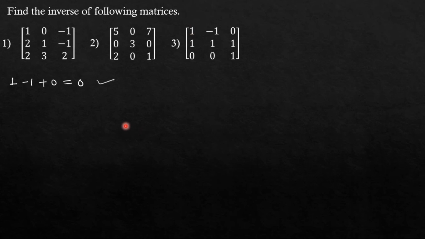Now consider the second and third row, that is 1 into 0 0, 1 into 1 1, which is not equal to 0. So these two rows do not satisfy orthogonality, hence this matrix is not orthogonal. So again we have to go for the general procedure. First find the determinant.